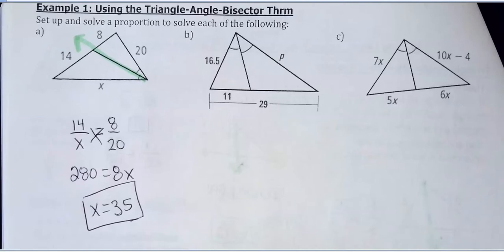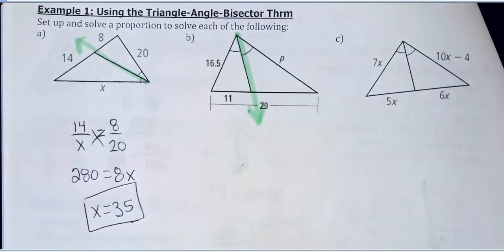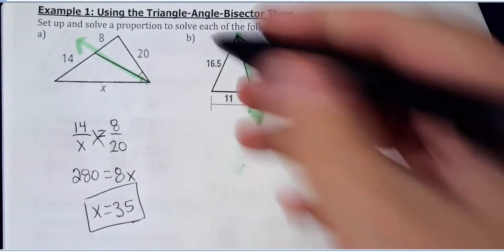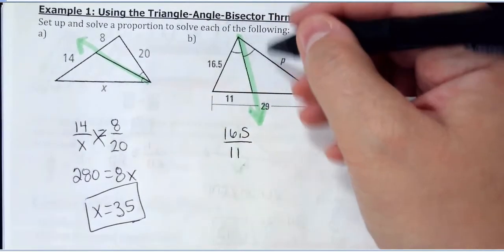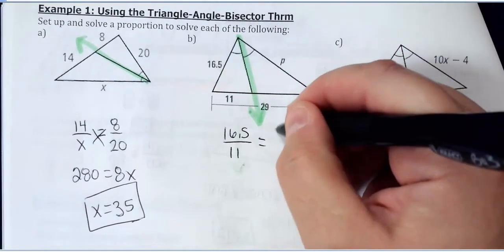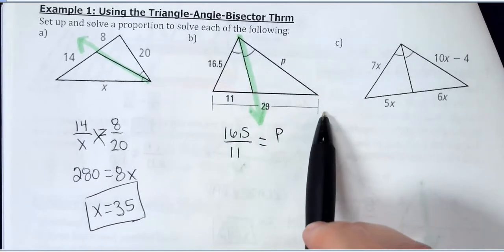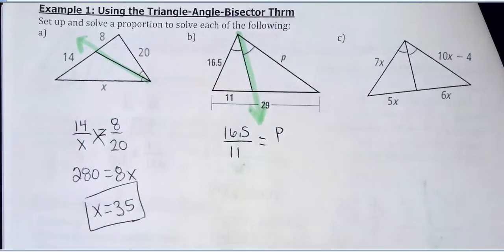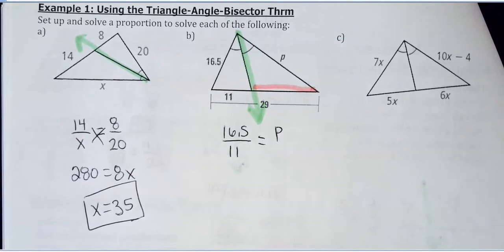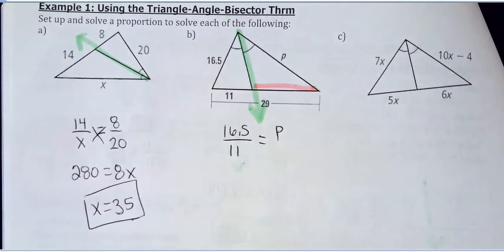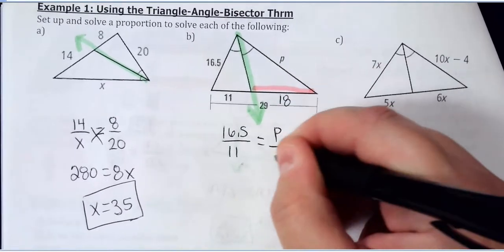All right, now some of these diagrams are going to get a little trickier. There's my angle bisector, so just go right down the line. So I'm going to do 16.5 over 11. Now, the other side's a little tricky. The P and the 16.5 correspond to each other. Now, it tells you the whole bottom of this is 29. I just need this piece, let me highlight it here, to match up with the 11. So that piece, just take 29 minus 11, and that's going to give you 18. And that's what I want to actually use in my proportion.